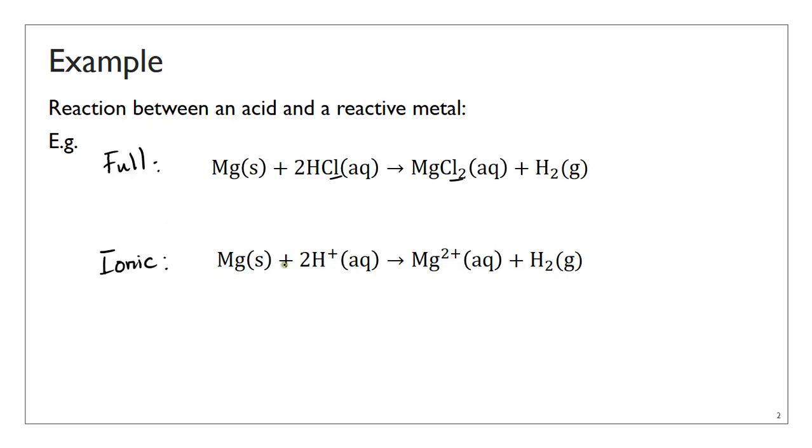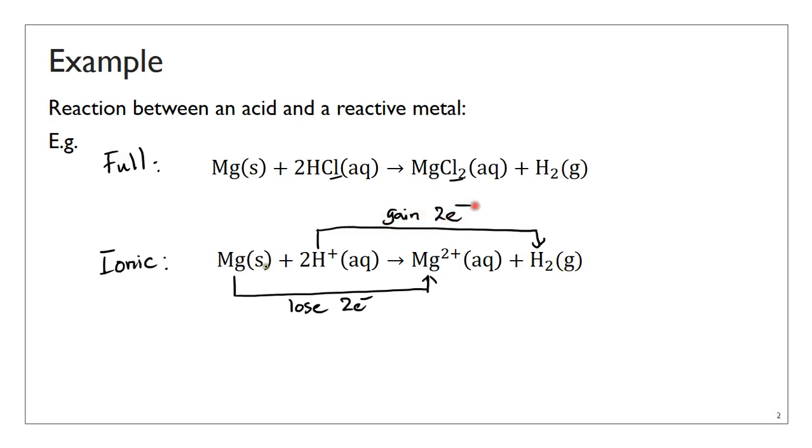Instead, what actually happens is that the magnesium has lost 2 electrons to become Mg2+. And at the same time, the hydrogen ions have gained 2 electrons, 1 per ion, to become hydrogen gas. So the 2 electrons that were lost by magnesium have just been given to hydrogen ions. So that's where the hydrogen ions get their 2 electrons.